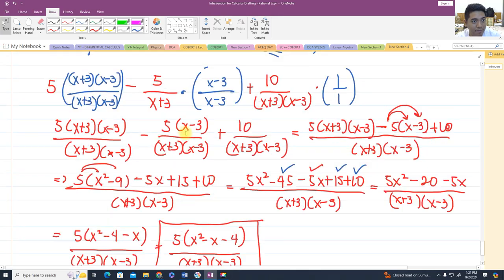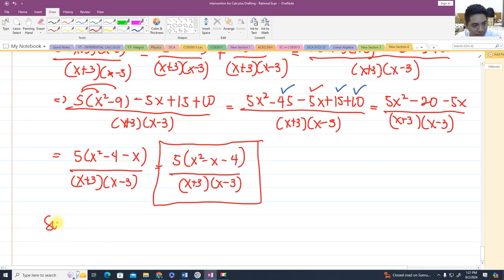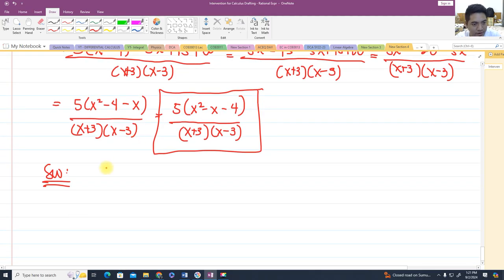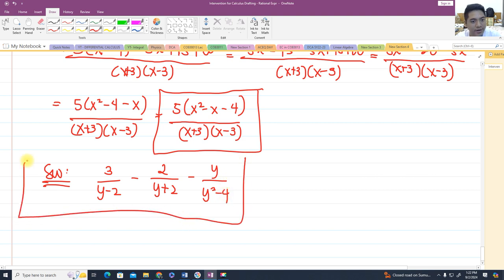Okay, so for the last problem, here's a set work for you. You can try. Involve yourself, practice yourself. You have 3 all over y minus 2, minus 3 minus 2 all over y plus 2, minus y all over y squared minus 4. So this will be your set work, or this will be your take-home problem. I'll be pinning down on the comment section below the right answer. So for now, you can work on it.